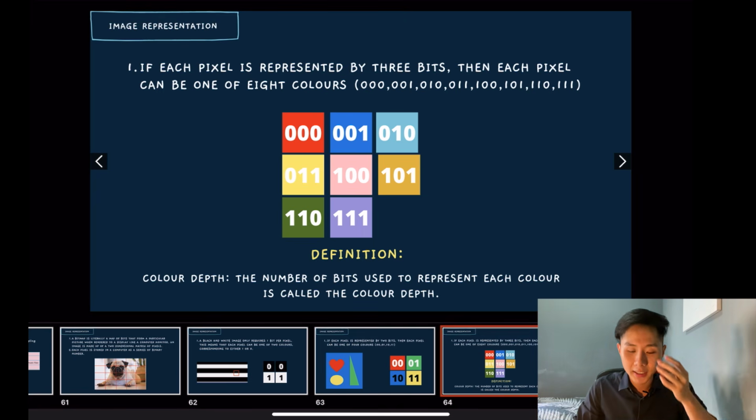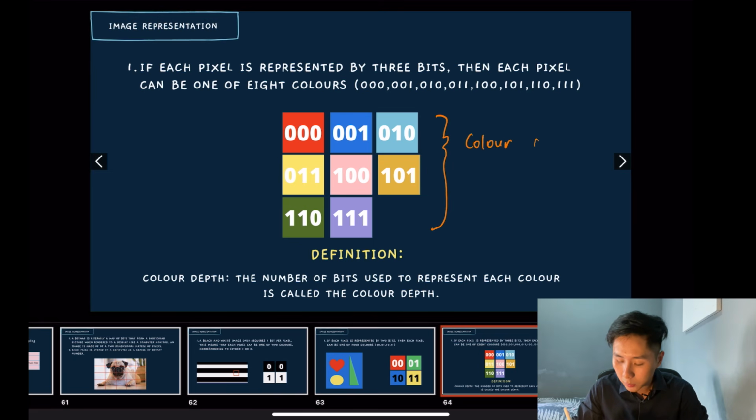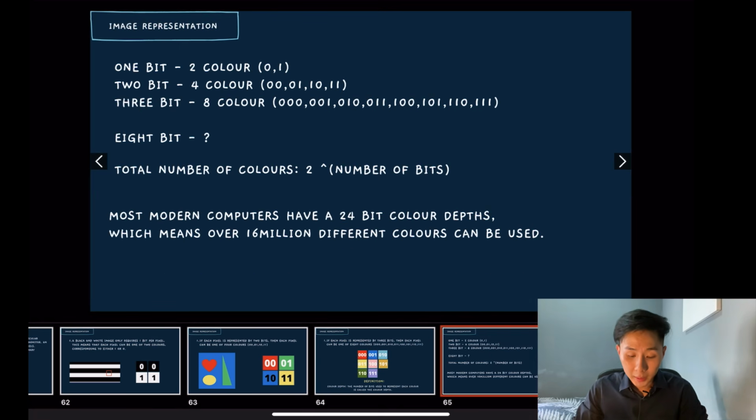And here I will introduce a new terminology, which is called the color depth. The number of bits used to represent each color is called the color depth. So in this image here, if I were to use 3 bits to represent each color, my color depth will be equal to 3. So like what we just saw, if my color depth is 1 bit, I would only have 2 colors. If I have 2 bits, I have 4 colors, 3 bits, 8.